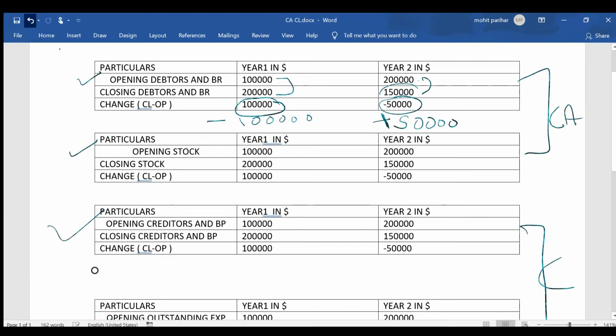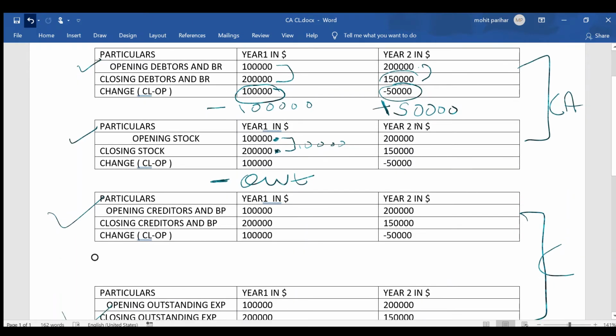Now, in the case of stocks, you can see that in the beginning of the year there was an opening stock of one lakh dollars, and at the end of year one there was a closing stock of $2 lakh. Therefore the stock has increased by $1 lakh, which means you have paid an extra $1 lakh, and therefore there is a cash outflow.